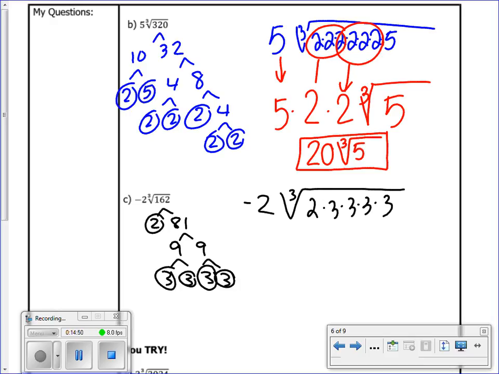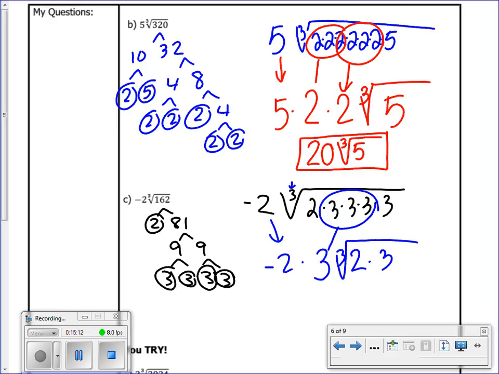And again, we're looking for triplets here because it's the cubed root. The index tells me that it's the cubed root. And I have one set of 3, so they get to come outside of the radical. Negative 2 gets to come down as well because it's also outside of the radical. Cubed root. And we have a 2 and a 3 left over.